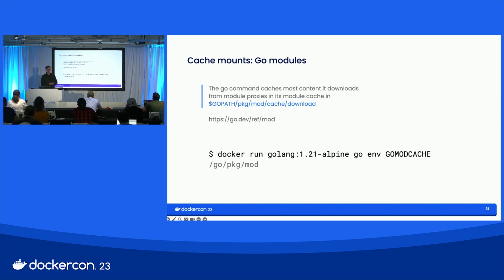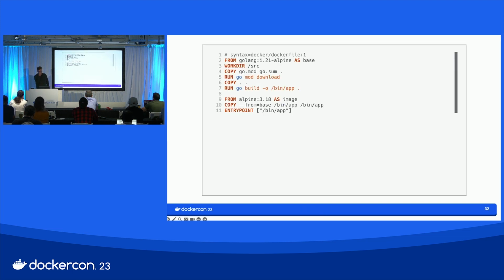So our project is a Go project. So I want to add a cache mount for the Go modules that I'm using. And after browsing some documentation, I learned that the Go module cache directory is /go/pkg/mod for the image that I'm using. So that's the directory that I want to set up a cache mount for, so that anything that's inside of that directory is persistently cached.